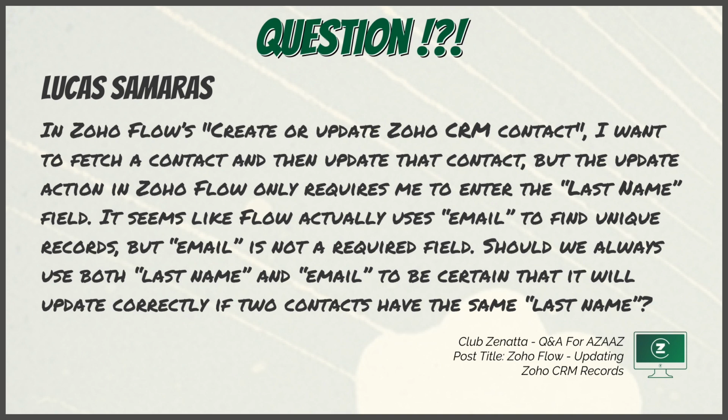All right, our next question comes from Club Z. Lucas asks, in Zoho Flow, create or update Zoho CRM contact, which is an action that you can use in Zoho Flow, I want to fetch a contact and then update that contact, but the update action in Zoho Flow only requires me to enter the last name field. Seems like Flow actually uses email to find unique records, but email is not a required field. Should we always use both last name and email to be certain that it will update correctly if two contacts have the same last name?